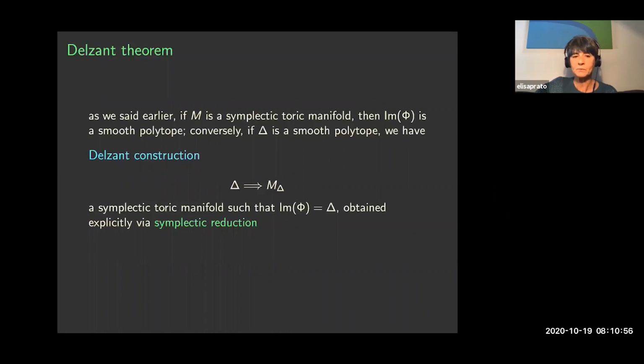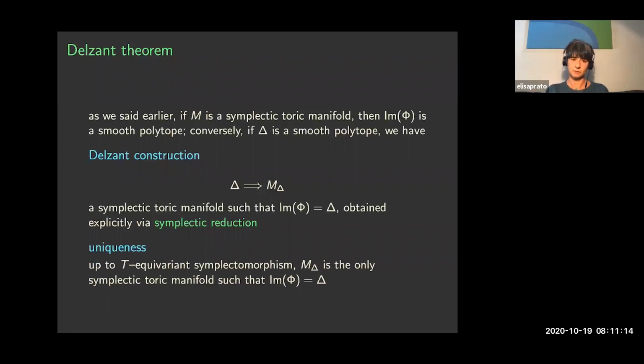And what is interesting about this construction is that it's obtained via symplectic reduction, which is the main operation in Hamiltonian geometry. The other interesting aspect of the Delzant theorem is that there is a uniqueness. So up to T-equivariant symplectomorphism, this M_delta is the only symplectic toric manifold that maps to delta.